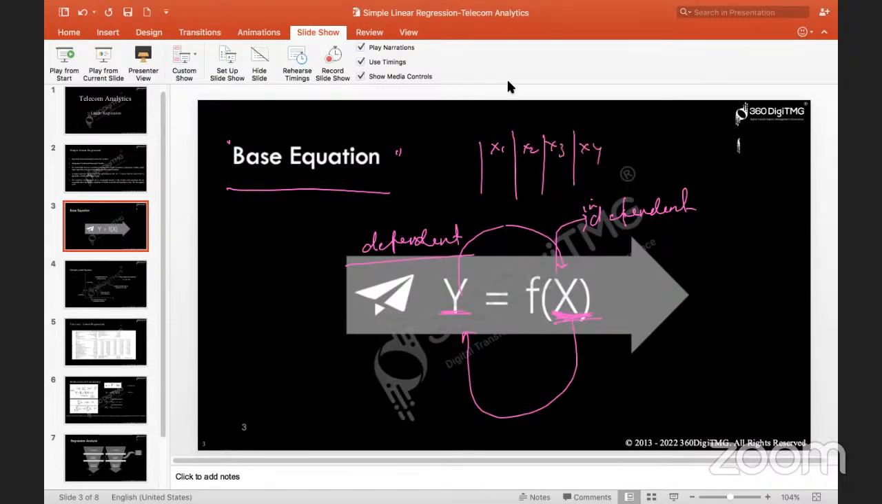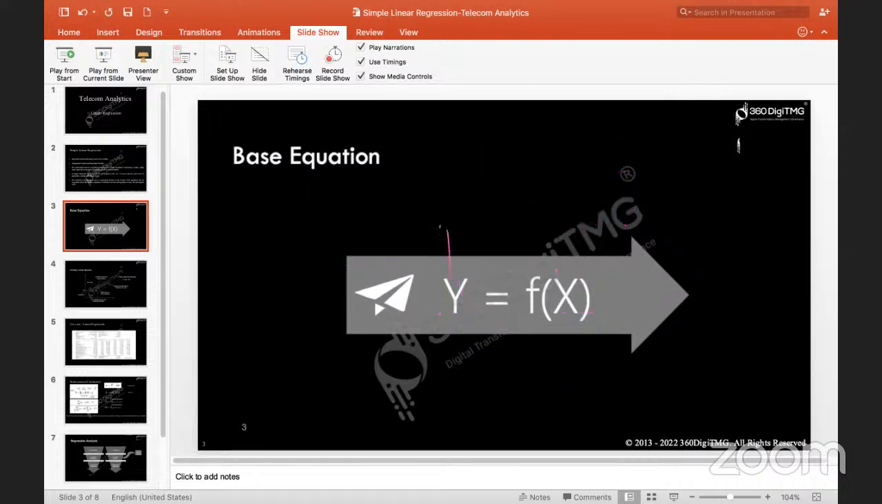Like tenure, monthly charges, how many days he was with us, does he own internet service, does he own mobile data also, TV along with that. You have it or not, but you predict your y, which is numeric. So in the terminology, y is called the dependent variable and x is your independent variable.